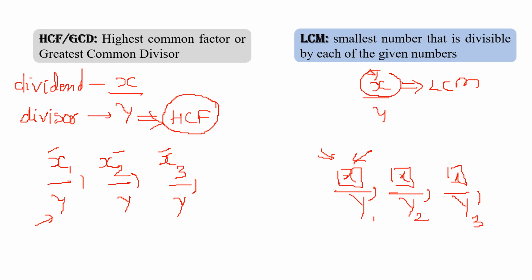So this is what is meant by LCM. LCM means the smallest number that is divisible by each of the given numbers. And HCF means the highest common factor or greatest common divisor. So HCF means we find the divisor and LCM means we find the dividend. So now let's see what is the method to find the HCF and LCM.